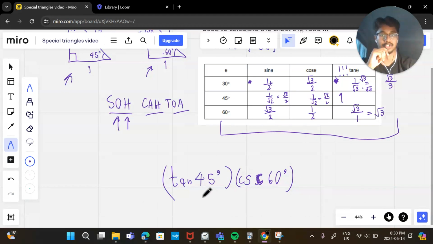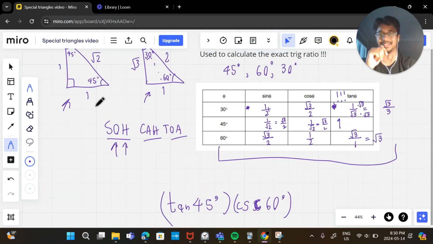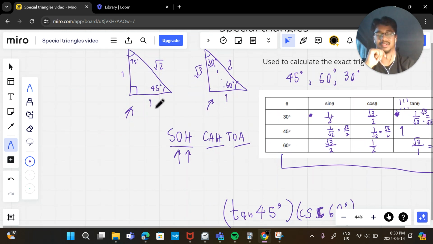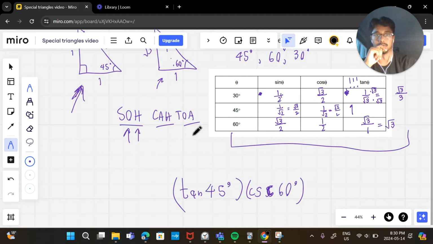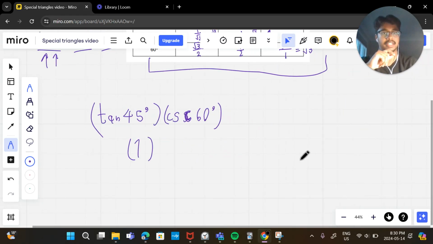So here's a question over here. This one's real simple. If you just know tan 45, I'm just going to pull this from over here, but you can do the math yourself in your head when you look at the special triangle up here. So this one would just be 1. So simple. And now cosecant 60 degrees.